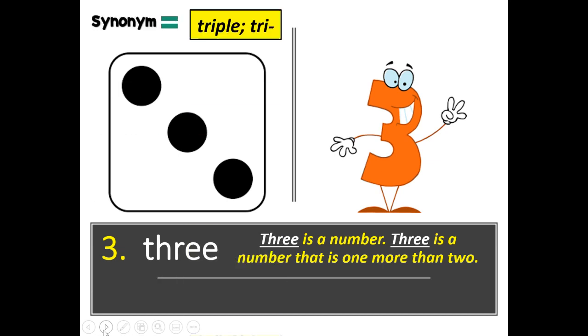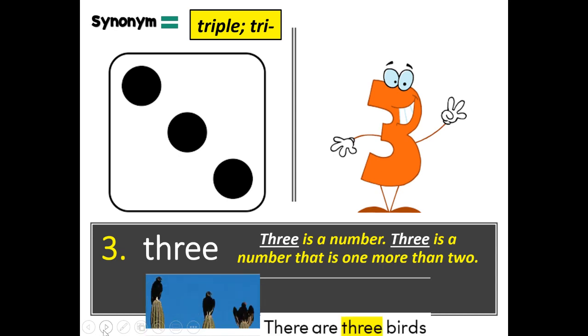A synonym, or a word that means the same, is triple, or the prefix tri, like a tricycle has three wheels. Tri means three, and triple means three. I want a triple scoop of ice cream.